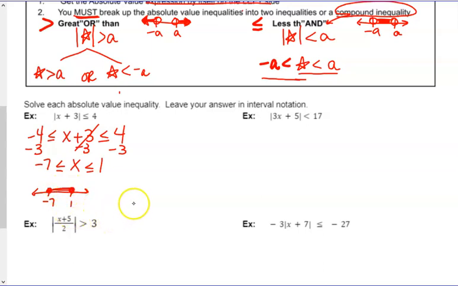Now, by interval notation, when I'm bounding it between two numbers, that's the easiest. Now notice we have the equals, so we need a bracket going from -7 to +1. Close that bracket off, and that's my interval notation. Okay? All right, next one.